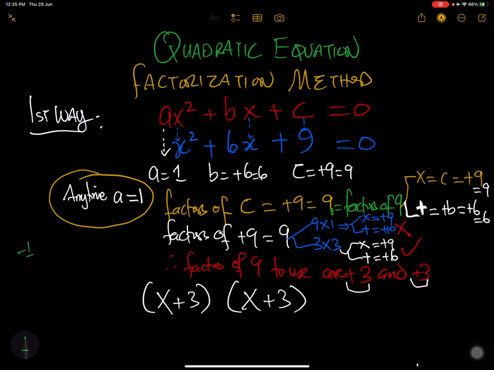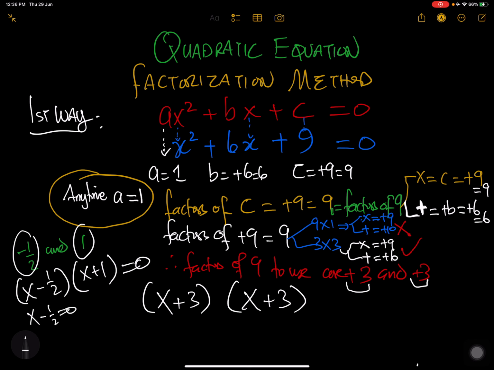And then you equate it to 0. And once you equate it to 0, you can solve it, because you have x minus half is equal to 0. You also have x plus 1 is equal to 0. Now this is going to give you x is equal to 0 plus half. This is also going to give you x is equal to 0 minus 1. And x gives you negative 1. And this gives you x is equal to half.